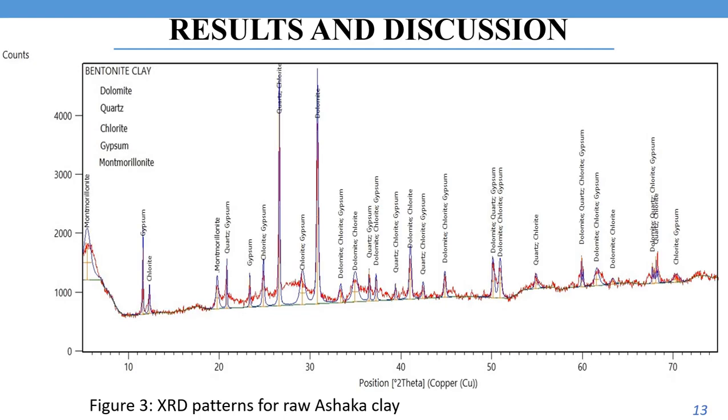Result and discussion. This figure shows the mineral composition of the raw Ashaka clay. It could be observed that the clay had characteristic peaks of montmorillonite at Bragg angles of 5.8 degrees and 19.6 degrees. It was also observed that dolomite and quartz are present in Ashaka clay.